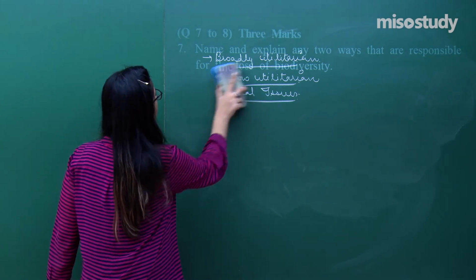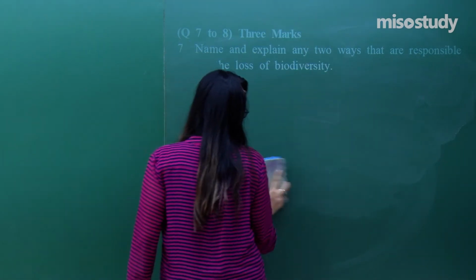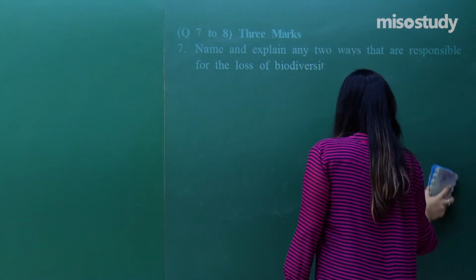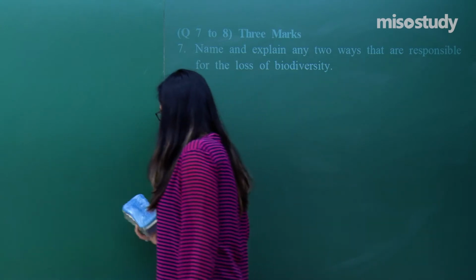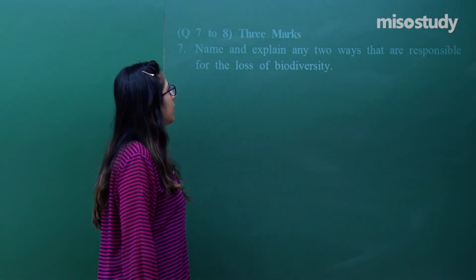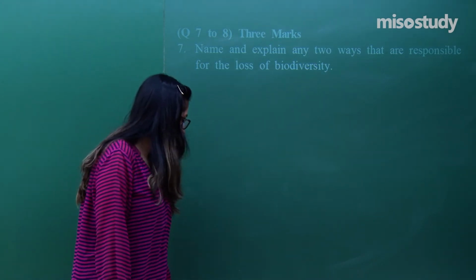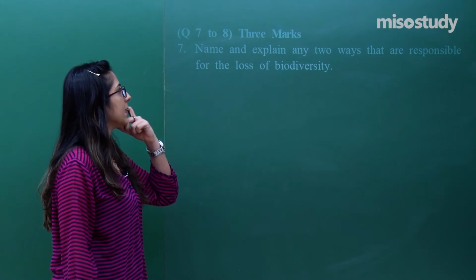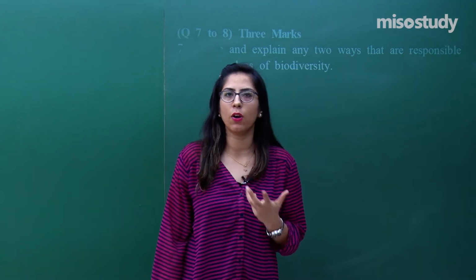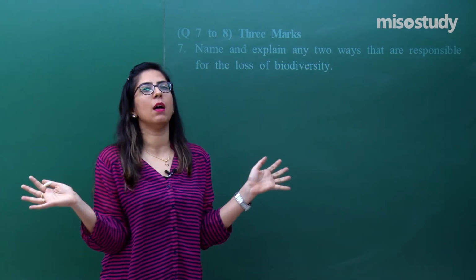This is a new category, that is 3 marks. Let's see. First of all, read this question, then we will proceed forward. Name and explain any 2 ways that are responsible for loss of biodiversity. So the question indicates that we have to explain the ways by which the loss of biodiversity happens. We have studied many ways.